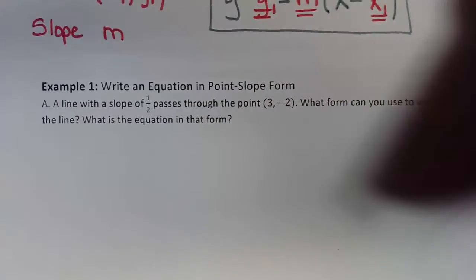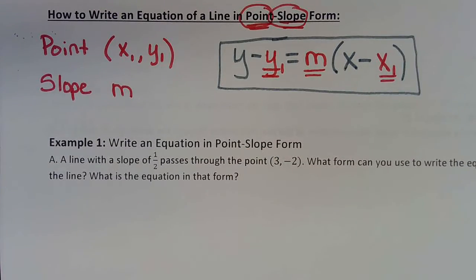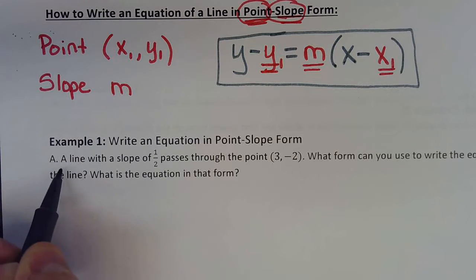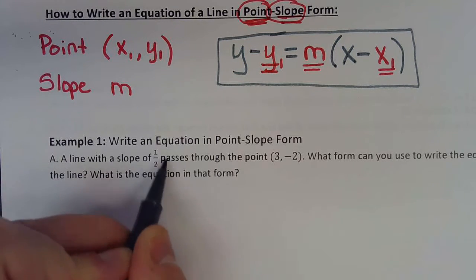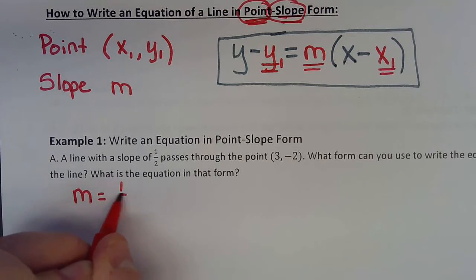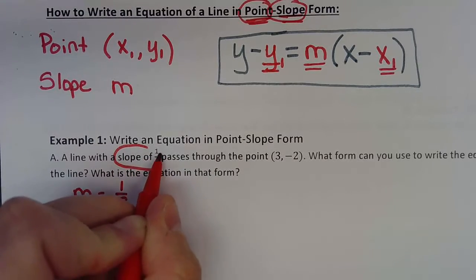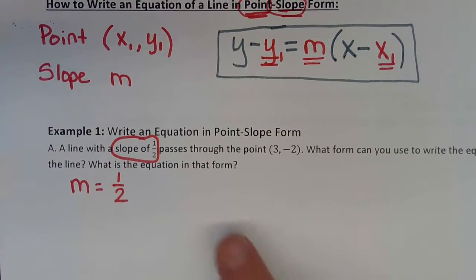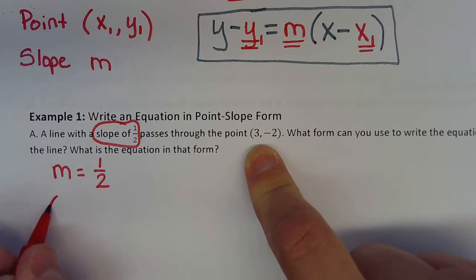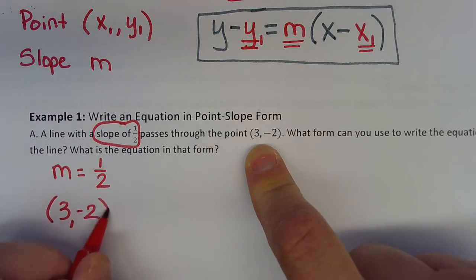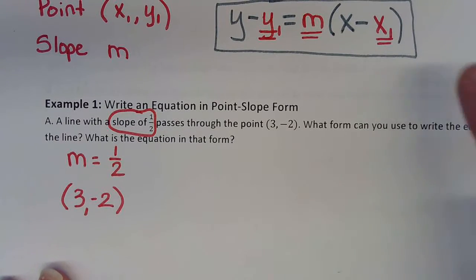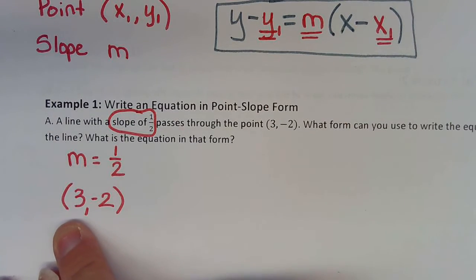So example one, they want you to write an equation in point slope form of a line with slope of 1/2. So your m, I'm going to keep using the same colors that I used before, m is 1/2 because that's what our slope is. It passes through the point (3, -2). So your point is (3, -2). For your point, we have to make sure we know which one is x1 and which one is y1. Is 3 x or y?